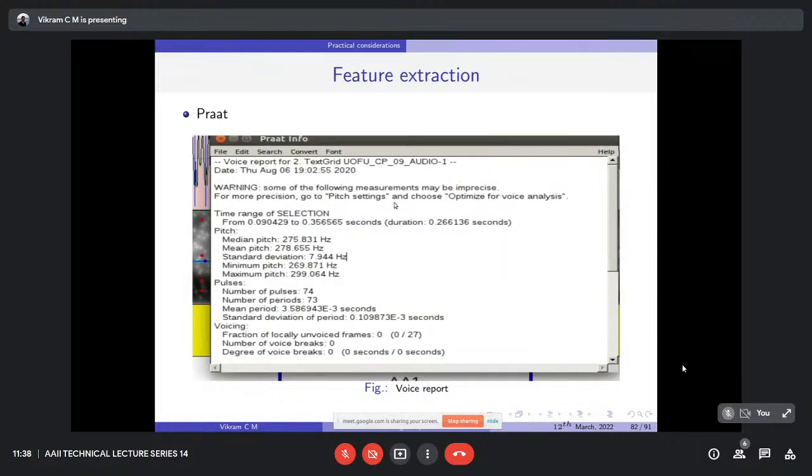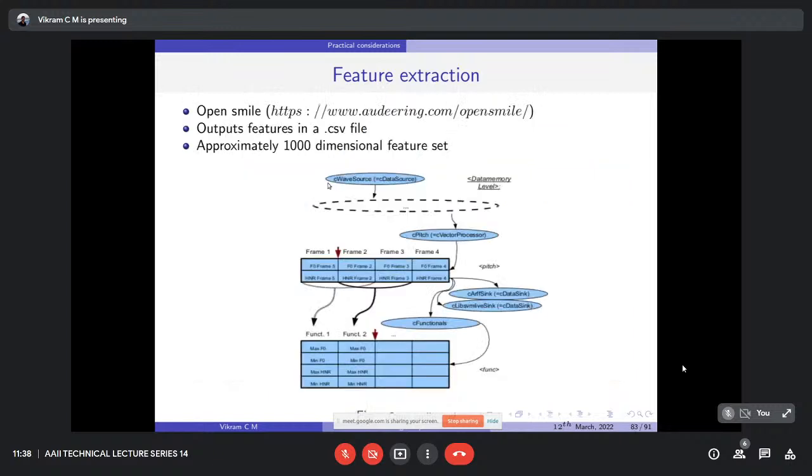One more thing is that in Praat, which is software where we can do voice analysis, that means we can see the pitch and how our vocal quality is. For this vocal quality assessment, the voice report is available in the Praat software. Using that we can assess our voice quality.